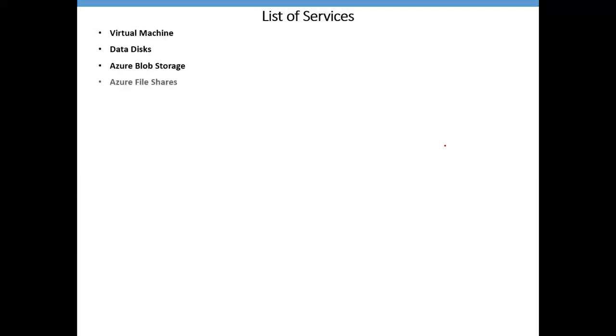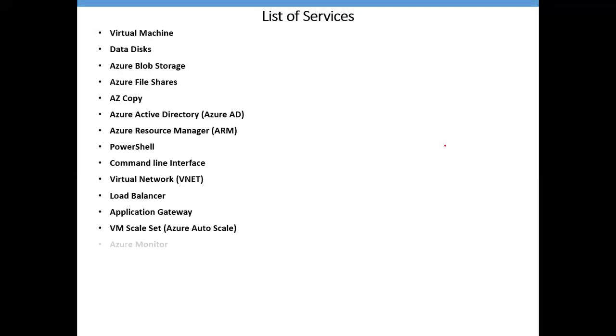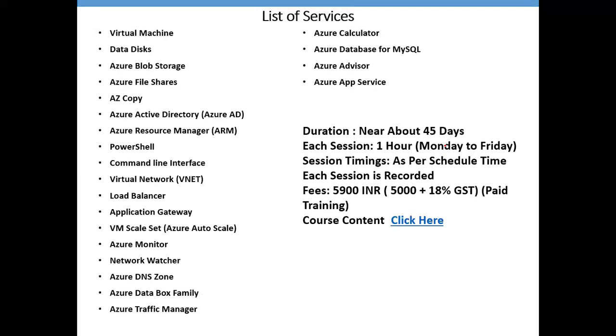And the services which we are going to learn in this training are here. We can count them: 1, 2, 3, up to 22 services which we are going to cover in this training. The duration for this course is 45 days.